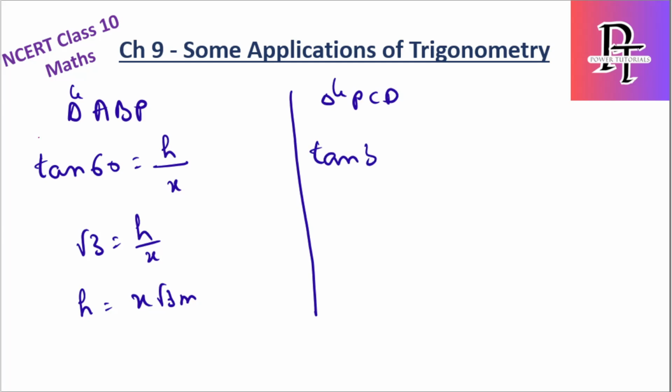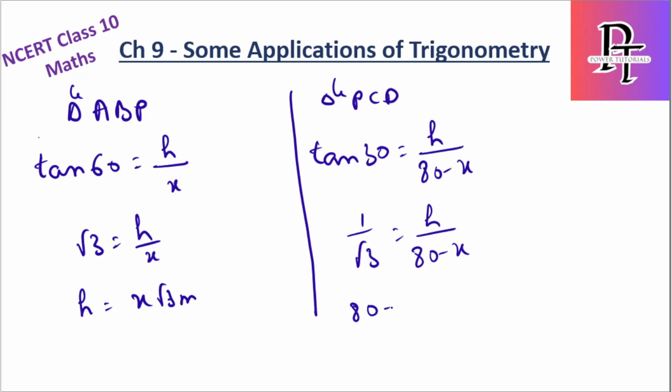Tan 30 is equal to h by 80 minus x. So what is tan 30? Tan 30 is 1 by root 3. So 1 by root 3 is equal to h by 80 minus x. If I do cross multiplication, I will get 80 minus x is equal to h root 3.